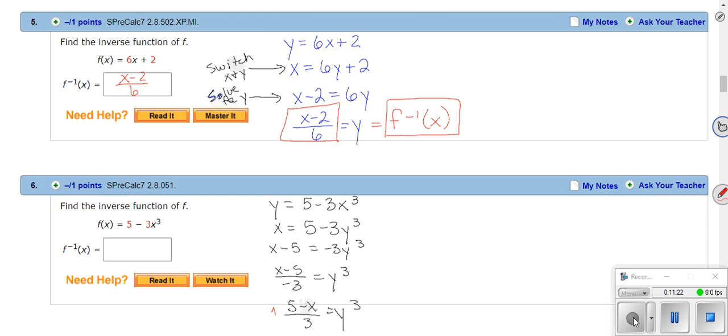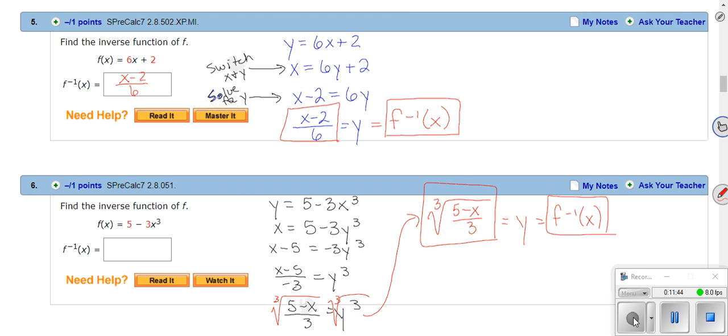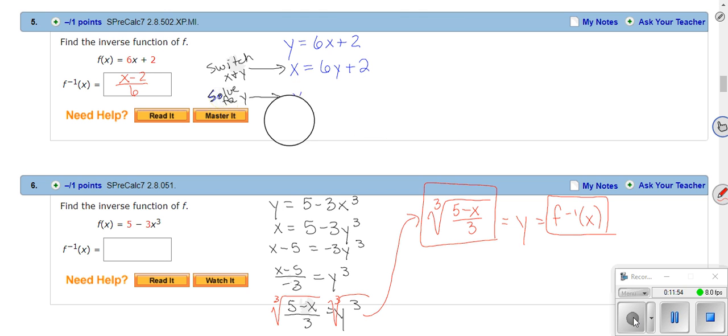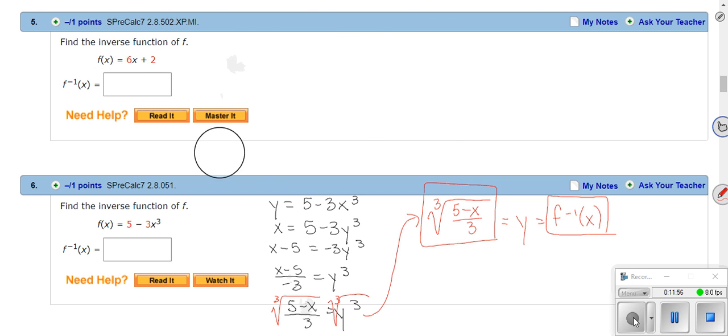But now to solve for y, we would have to take the cube root of both sides, right? So then my final answer would be the cube root of 5 minus x over 3 equals y, which is the same thing as my f inverse of x. So f inverse of x essentially equals that. Okay, hope that helps. Let me move on here.